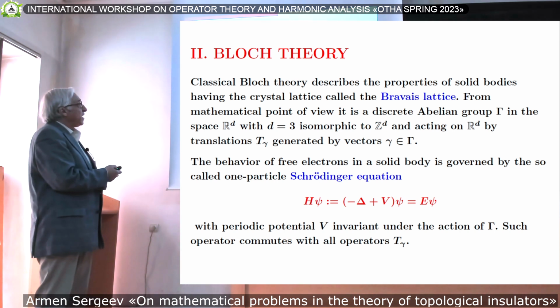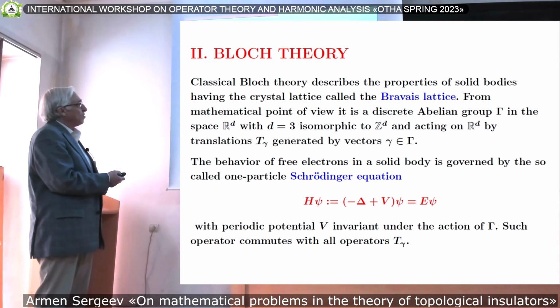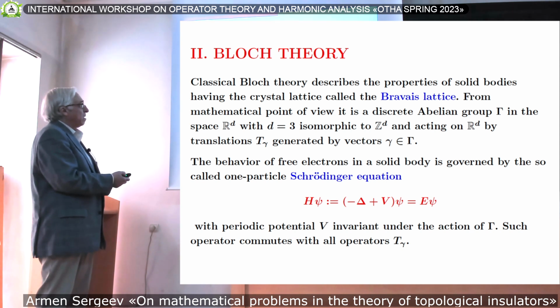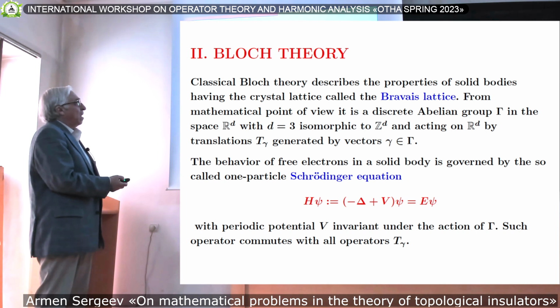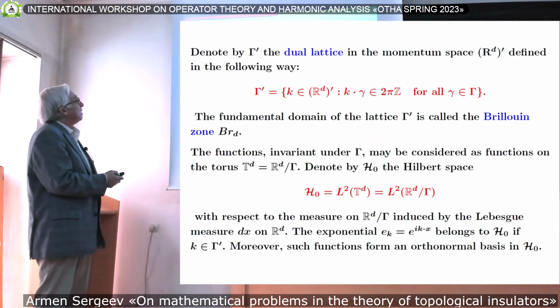The behavior of free electrons in a solid body is governed by the so-called one-particle Schrödinger equation. It has the following form. This is the Laplacian, and here is the potential which is invariant under the action of gamma. Such an operator commutes with all the translation operators T gamma.